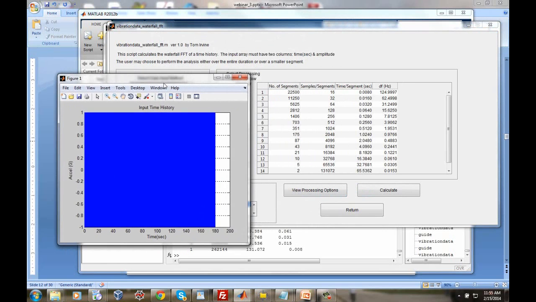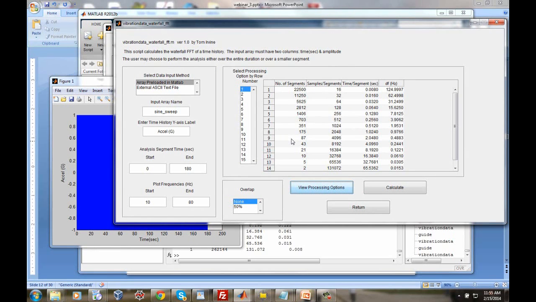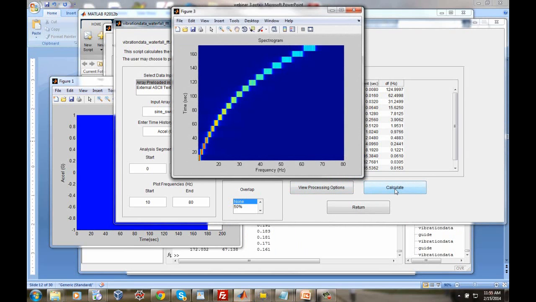Okay, there's our time history again. It's that same solid blue box, but it's really a sine sweep. And we're going to choose, let's see what we want to do here. Let's choose this one here. This is going to be 21 segments, 8.192 seconds per segment, delta F of 0.1221 Hertz. There's always trade-offs. If our time goes up, our frequency goes down, and vice versa. So typically, if we're doing this in earnest, we might play around with a couple of different cases or so. But anyways, that's going to be case number 11. Let's go ahead and calculate that.